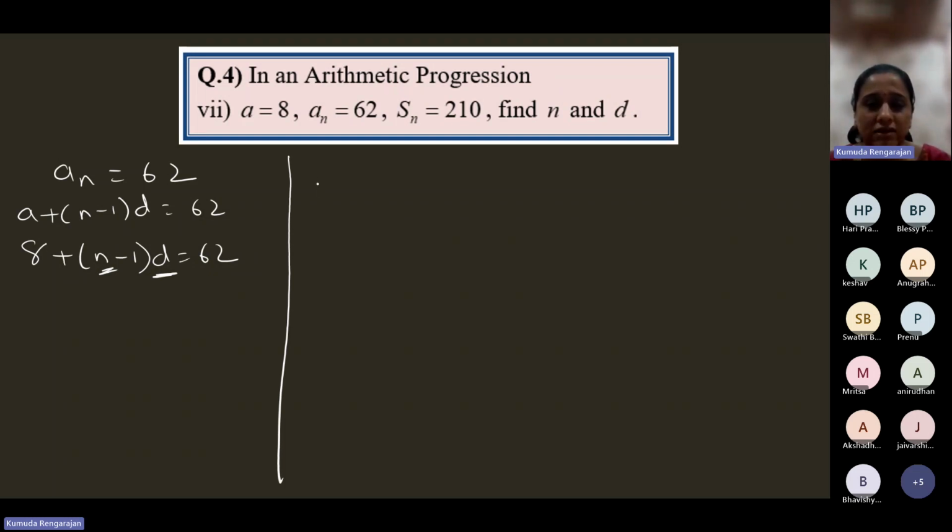Now, what about Sn, children? Sn is equal to n by 2 of the first term plus the last term. So you don't have to do this in the main work. You can just try it in the rough column.